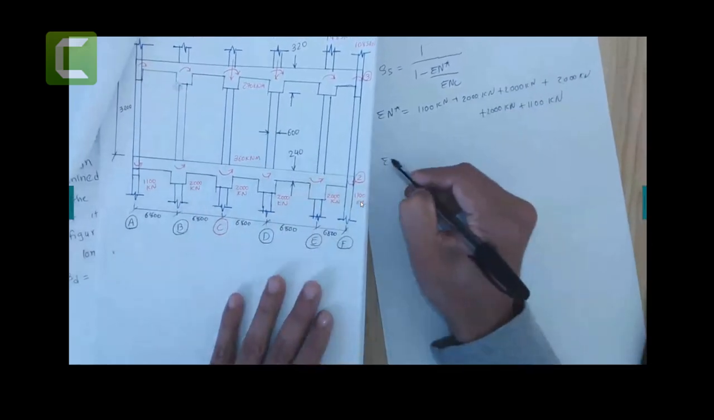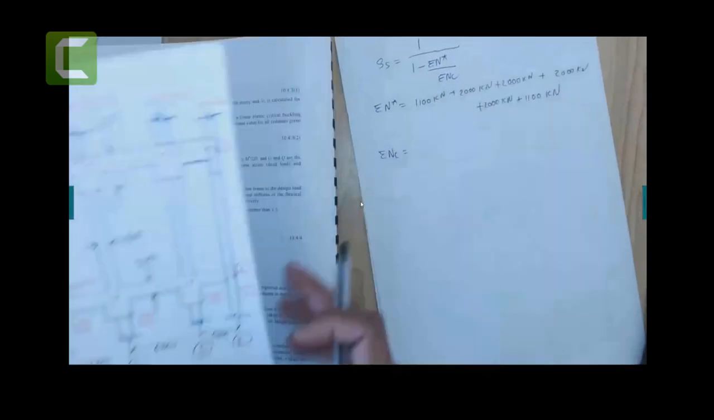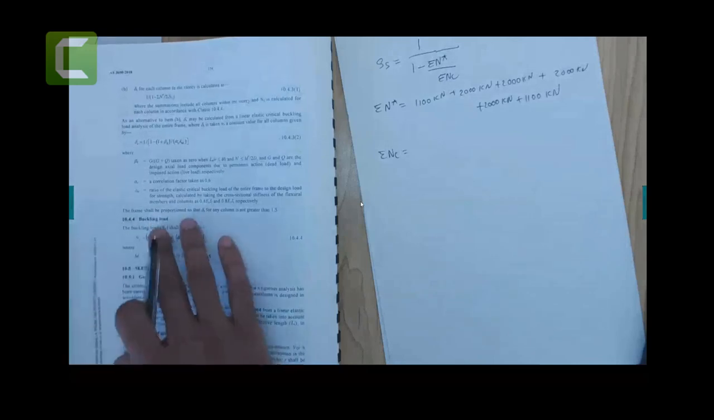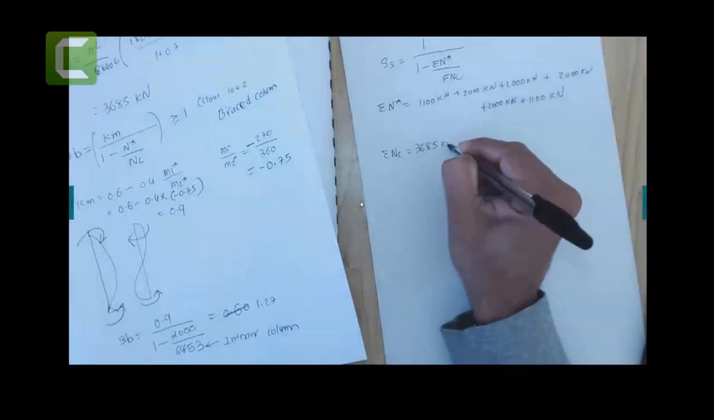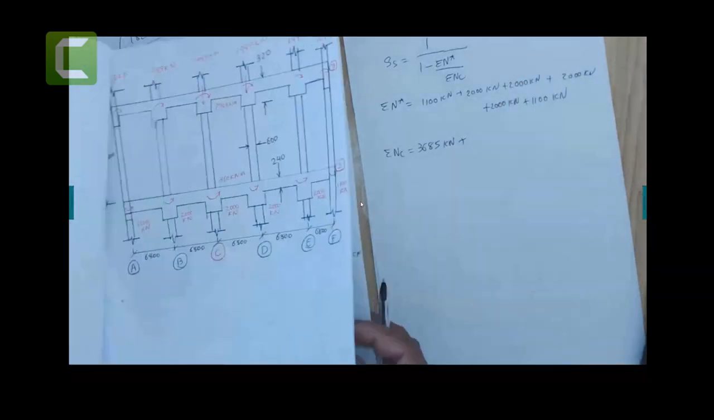1100 kilonewtons plus 2000 kilonewtons plus 2000 kilonewtons plus 2000 kilonewtons plus 2000 kilonewtons. That is your sum of N star. Then the sum of N C is the buckling loads, the ones we calculated. I can explain that: 3685, what is that here.